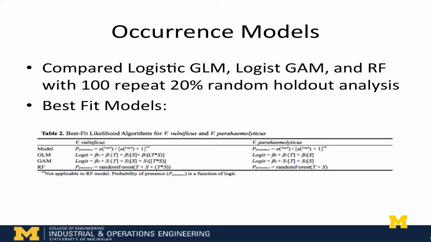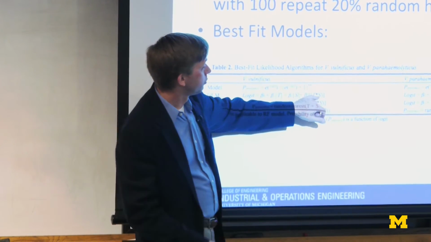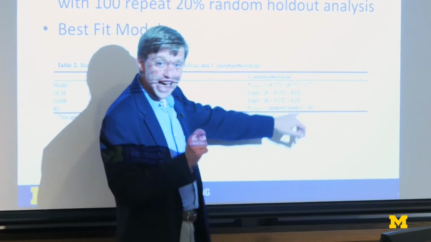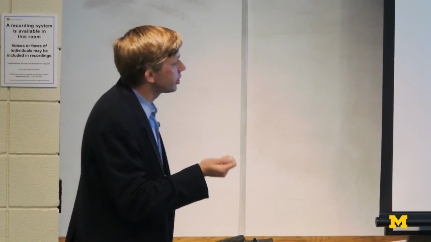Okay, so for occurrence models, we looked at two logistic models, a GLM and a GAM, and a random forest. And we did 100 repeated 20% random holdout samples. When we look at just the model fit, they're slightly different for the two species in some interesting ways. So vulnificus, you have temperature, salinity, and the interaction term. But when you look at para, you've got temperature and salinity and not the interaction term. So it's suggesting something potentially interesting.